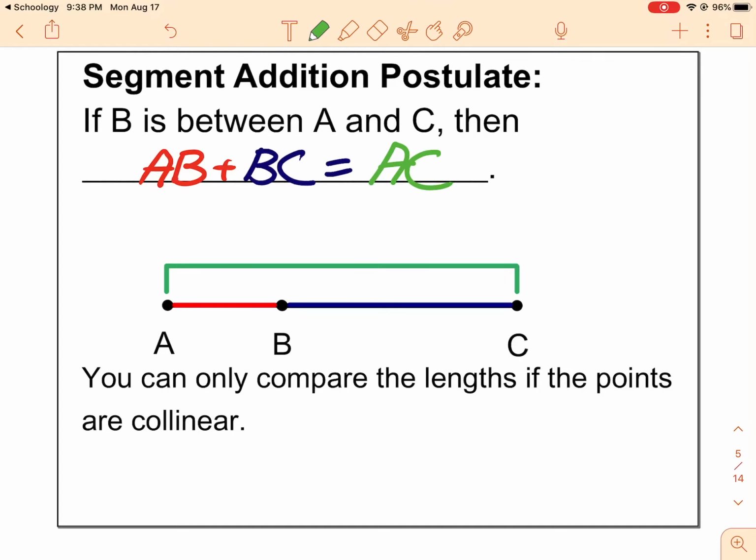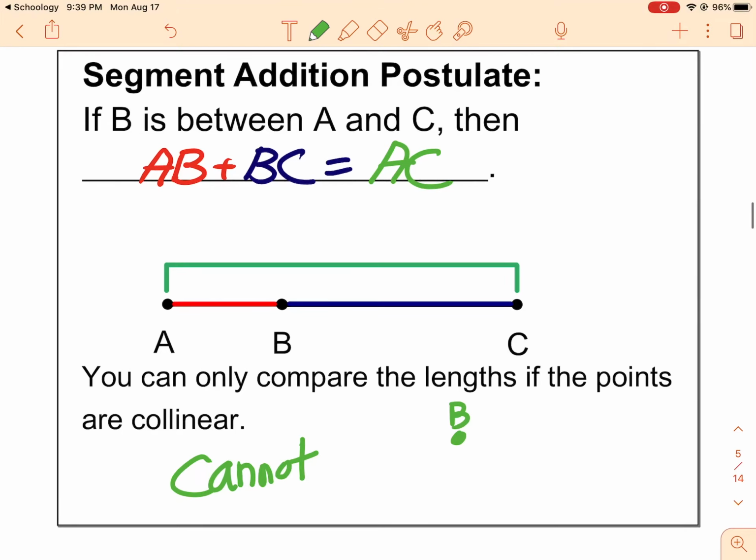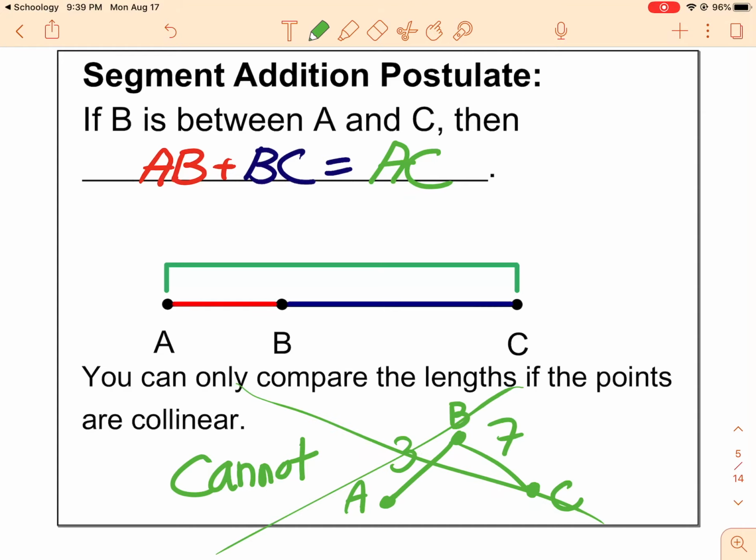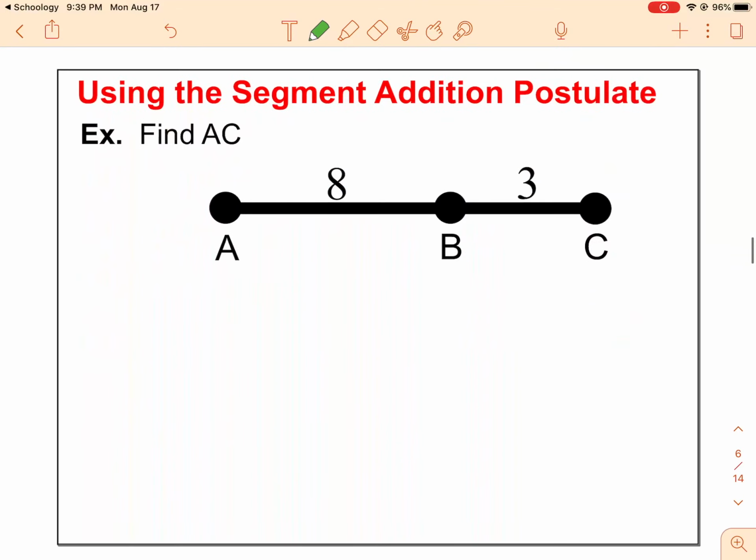And the only way we could ever compare these is if it is collinear, meaning they're on the same line. You cannot do something like maybe here's B and there's A and there's C, and just making up some numbers. You can't do something like that. It has to be on the same line. So using that segment addition postulate, if we had to find the length of AC here, we know we're taking this part plus that part, and we're getting 11.